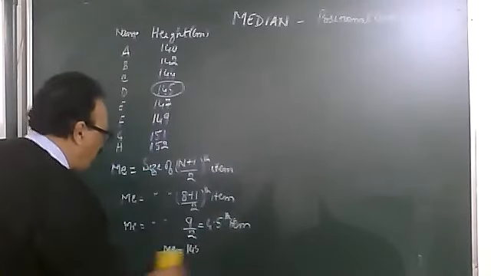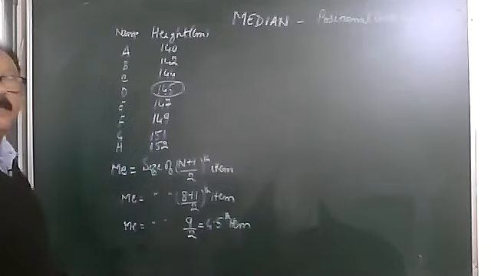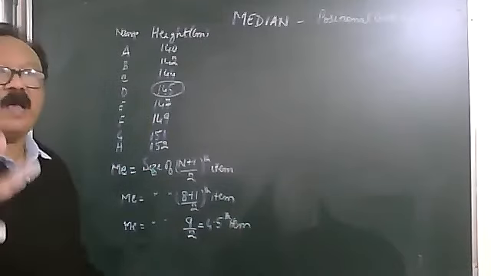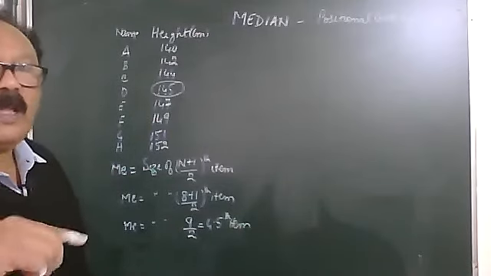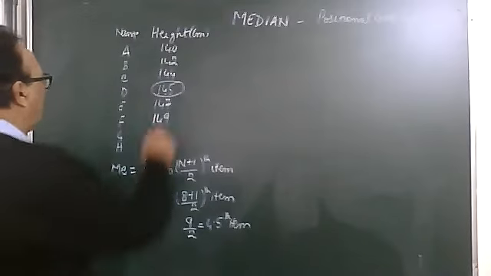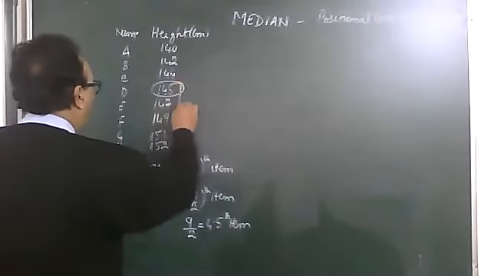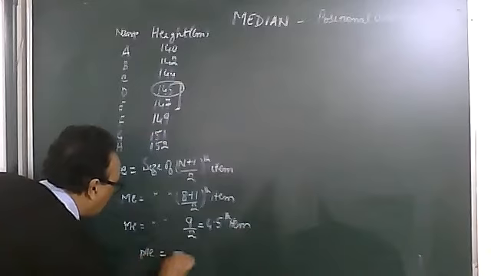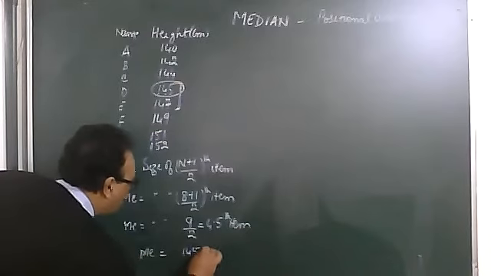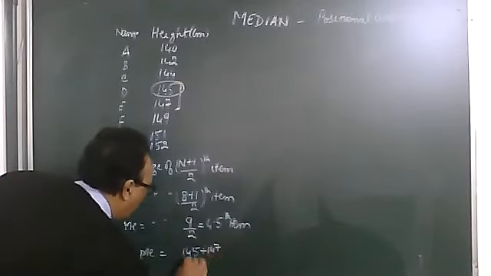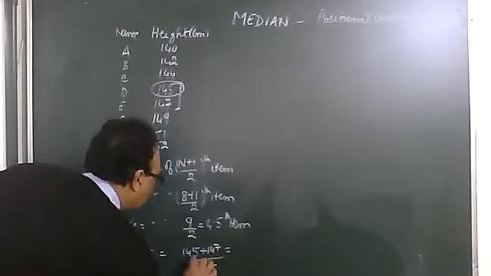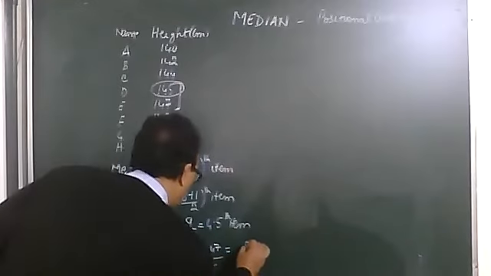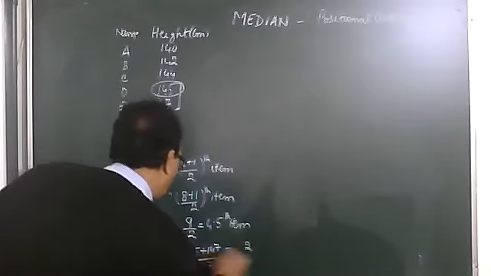So what do we do in the 4.5th item? In this case, we will take the average of the 4th and the 5th item. This is the 4th and the 5th item. We will take the average. So median is equal to 145 plus 147 upon 2. 7 and 5, 12, 5 and 4, 9.